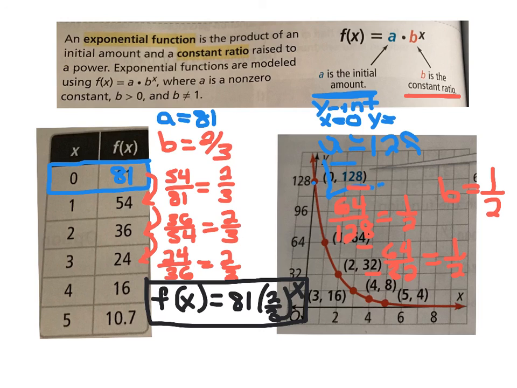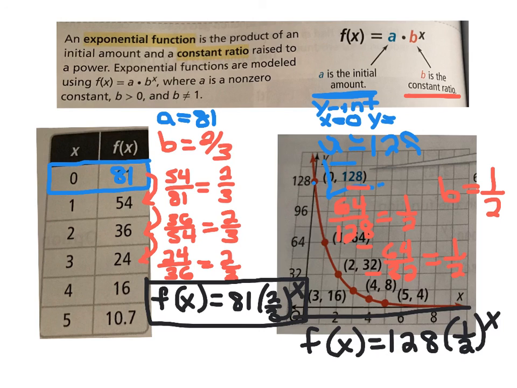So now let's put that together and fill in our function form. So our function of x is equal to our initial amount of 128 times our common ratio, which is 1/2, raised to the power of x.